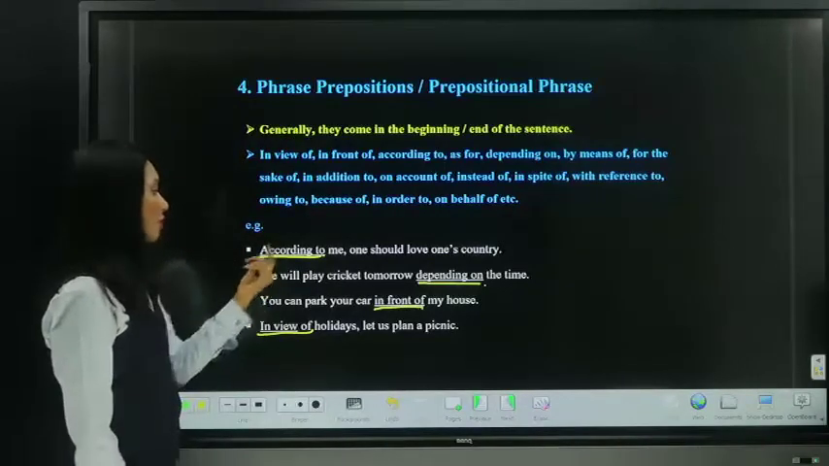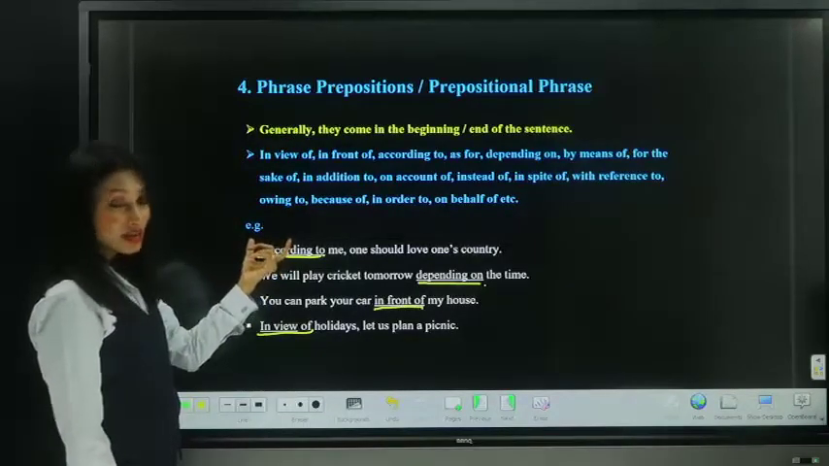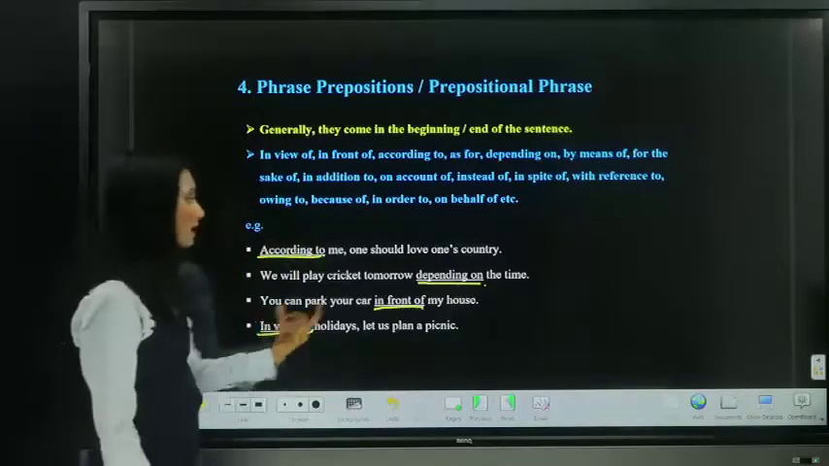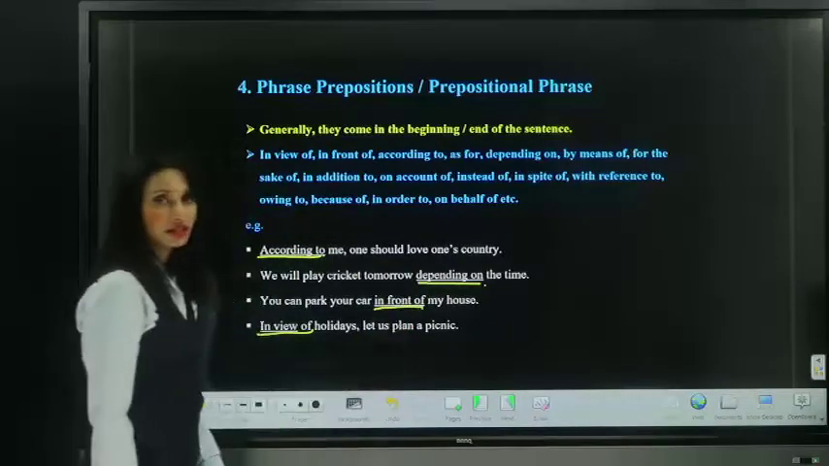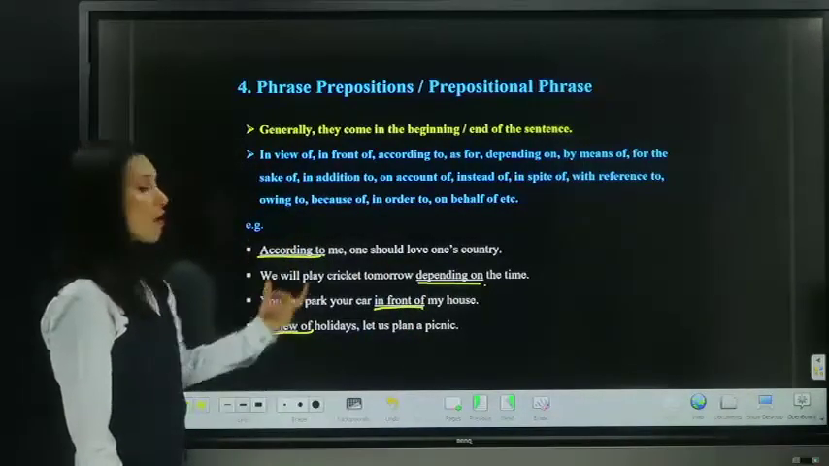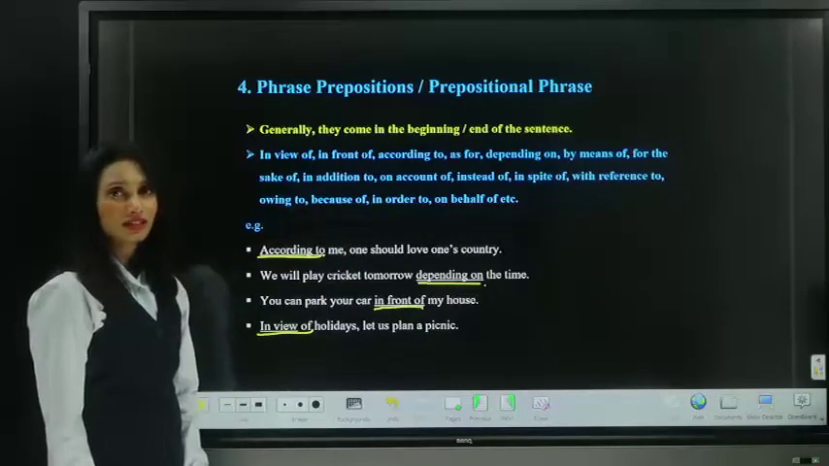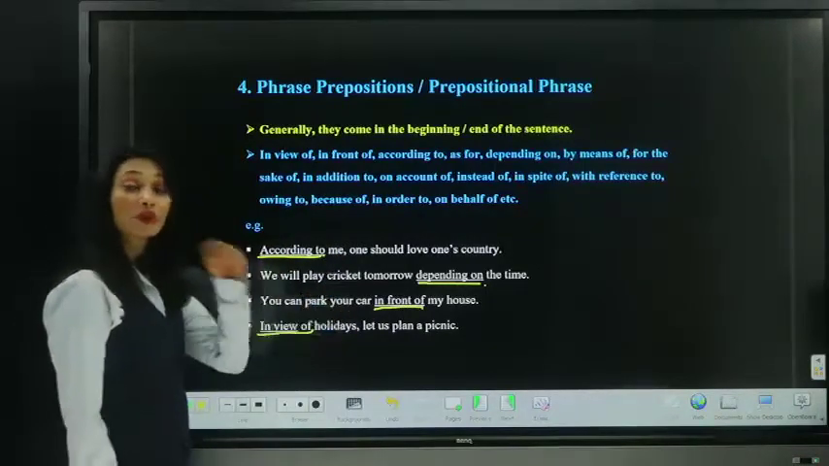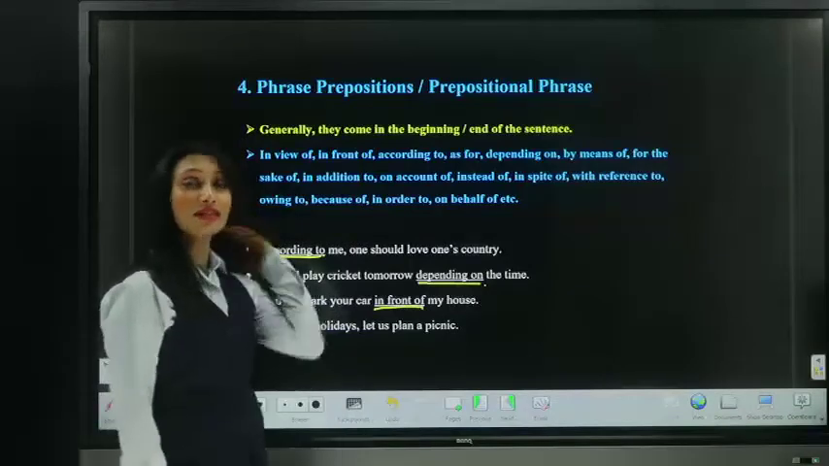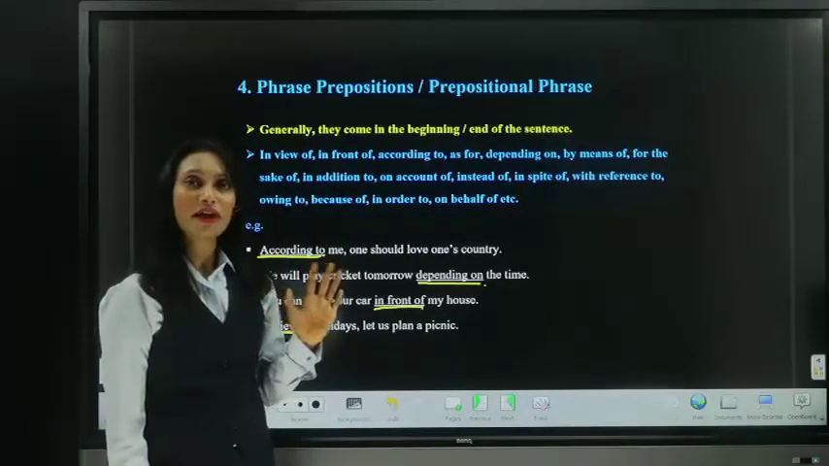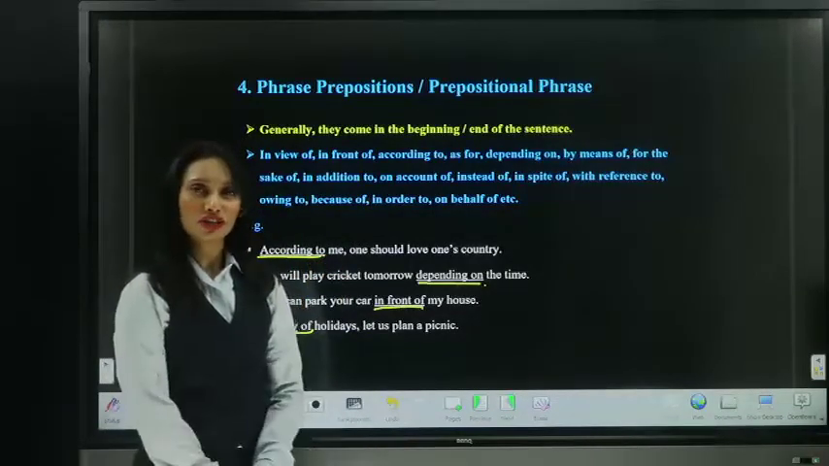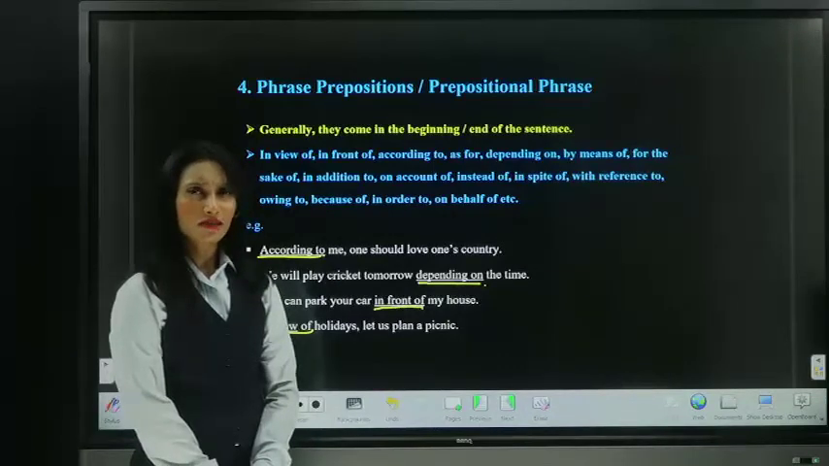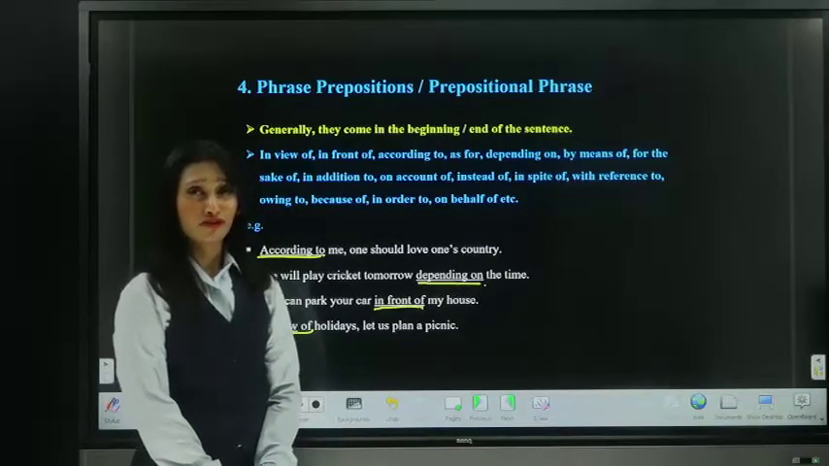And remember, phrasal prepositions are generally placed at the beginning or at the end of the sentence. I hope it is clear about phrasal prepositions. Now let's see the fifth one, the last one, participle prepositions. What are participles? We have discussed this before.